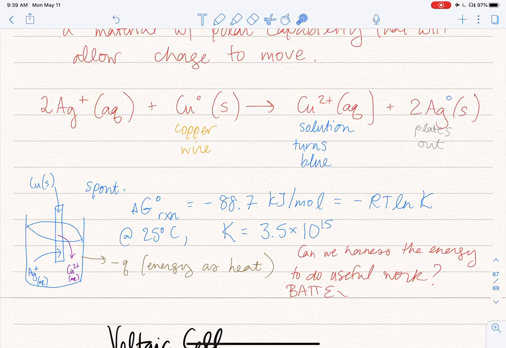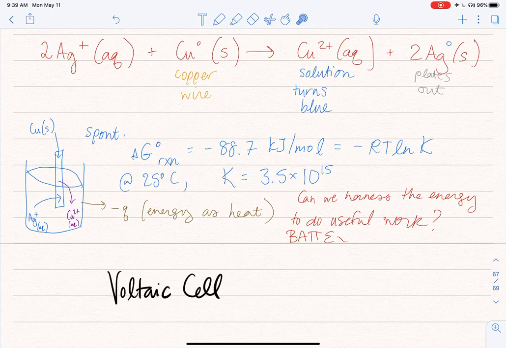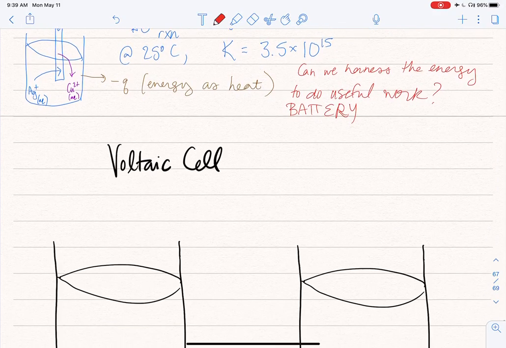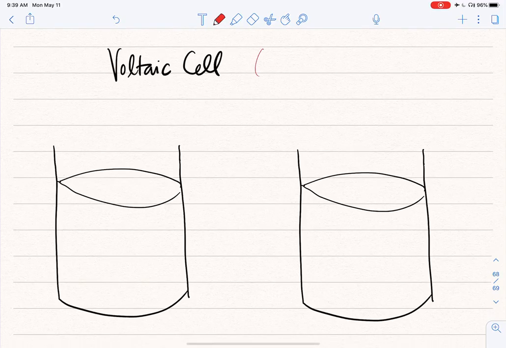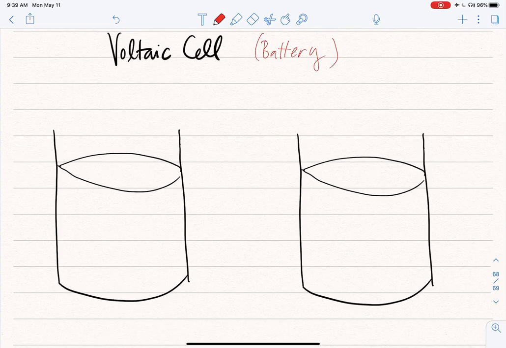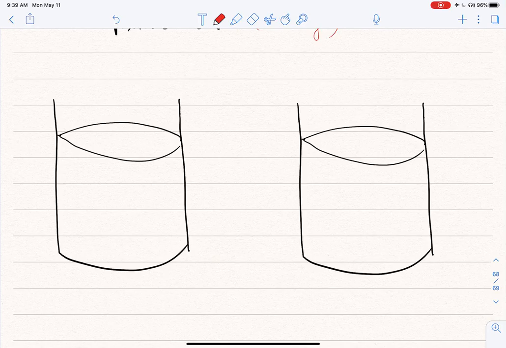So we were talking about how that reaction produces a lot of energy. It's a very spontaneous reaction. Can we harness that energy to do useful work and make a battery? So now we're going to sketch a voltaic cell, also known as a battery, in which we do just that. What we have to do is separate the two reactions so that we're basically making two half reactions. And the oxidation reaction is going to occur at one electrode, which I'm going to call the anode.